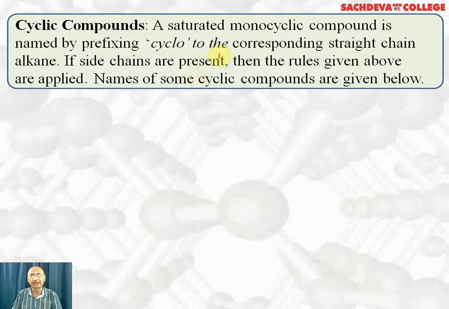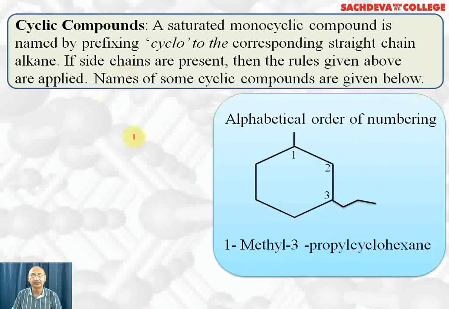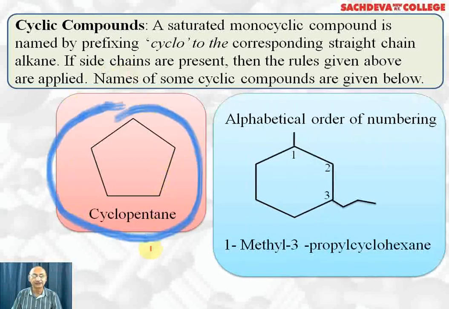A saturated monocyclic compound is named by prefixing cyclo to the corresponding straight chain alkane. If side chains are present, then the rules given above are applied. Names of some cyclic compounds are given below. Here, this compound is cyclopentane. Why? Because it is a closed chain and we have 5 carbon atoms.